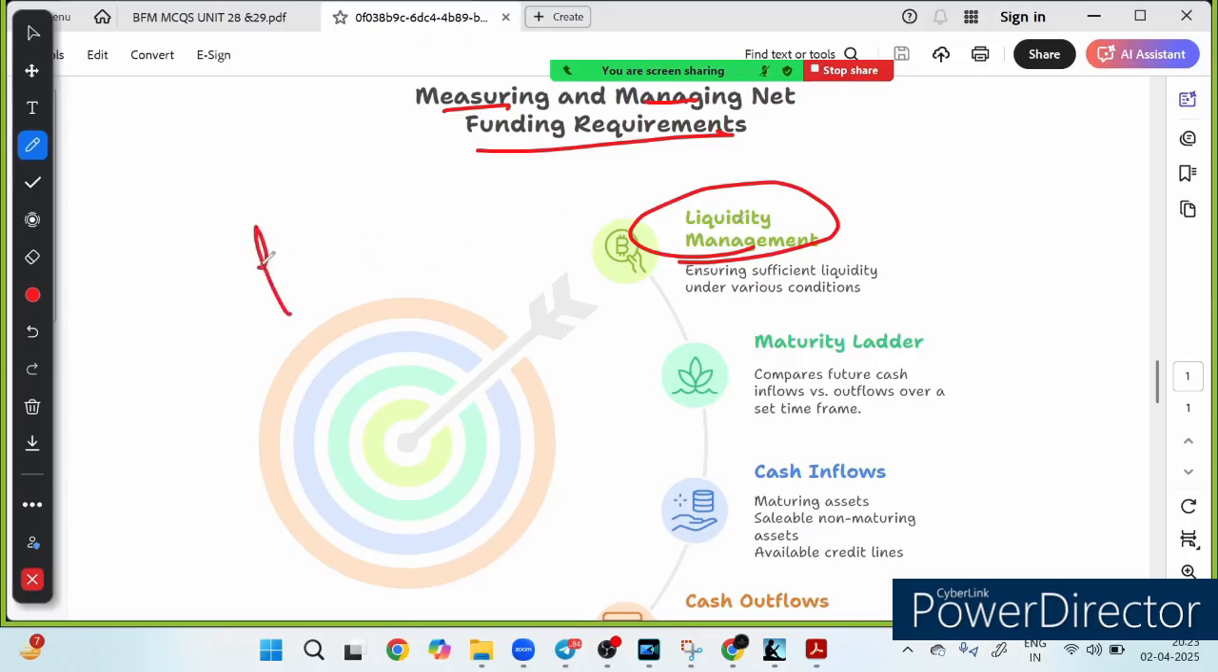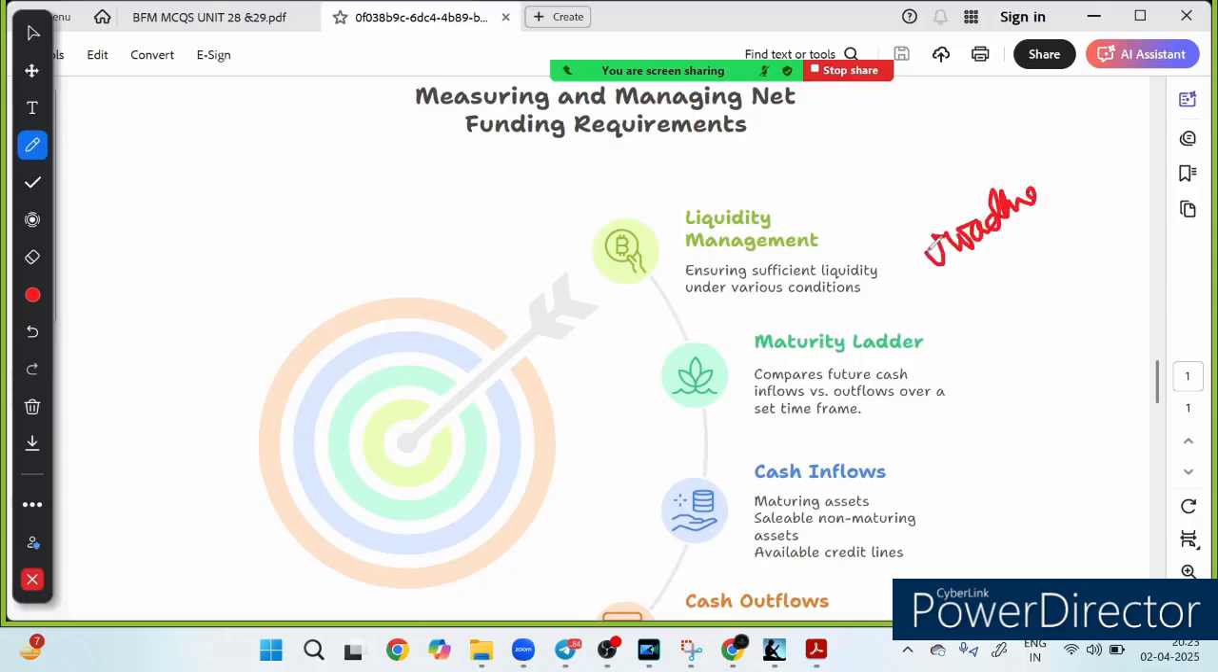Whenever you see this maturity ladder, you are talking about the flow approach. I told you about the stock approach earlier, ratios. Now, maturity ladder means what? It's like the bank's roadmap to financial health. You can think of it like a bank's roadmap to financial health, right?